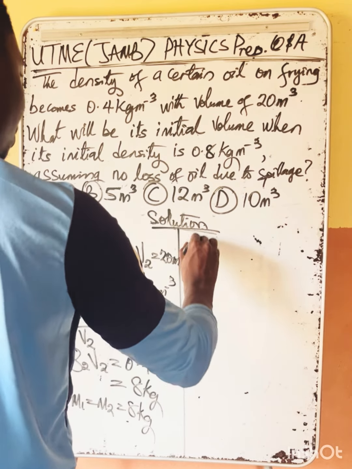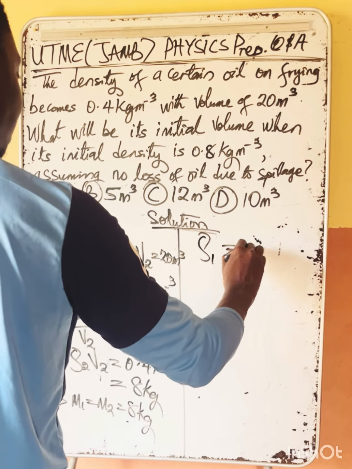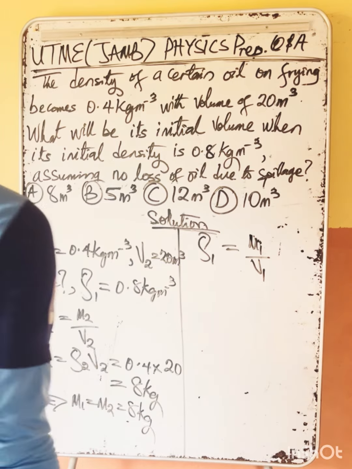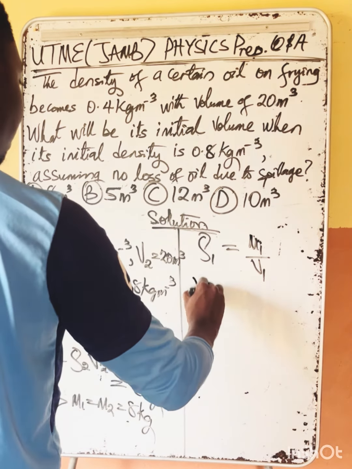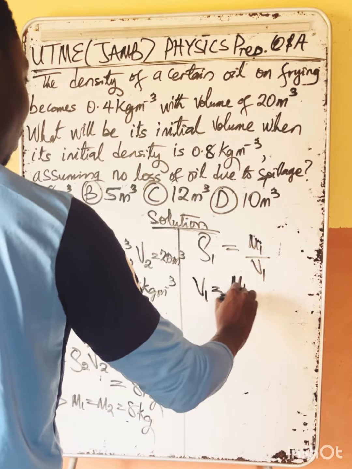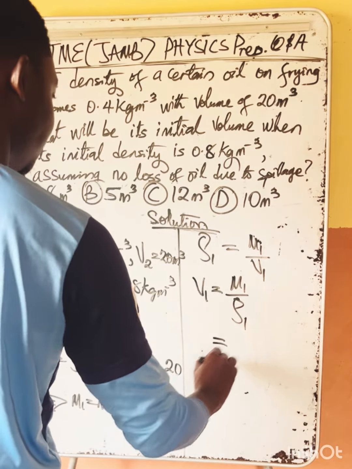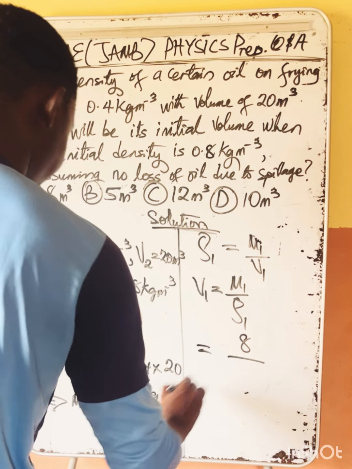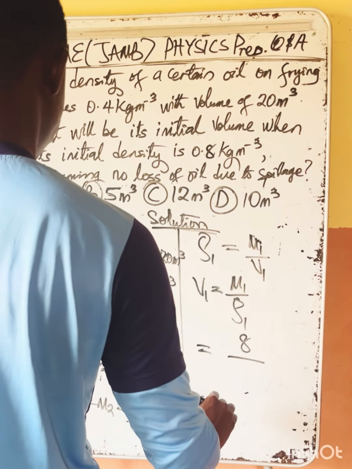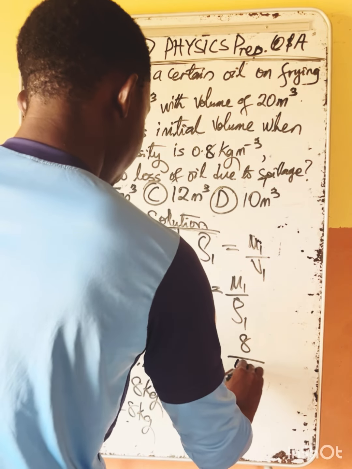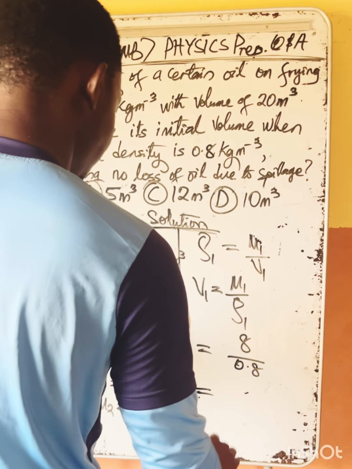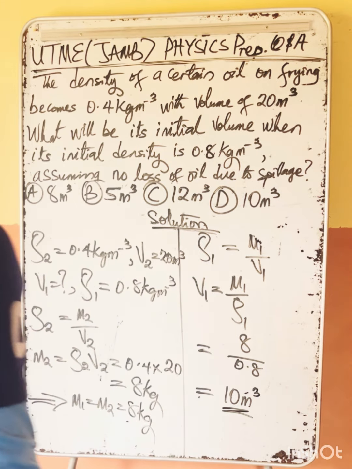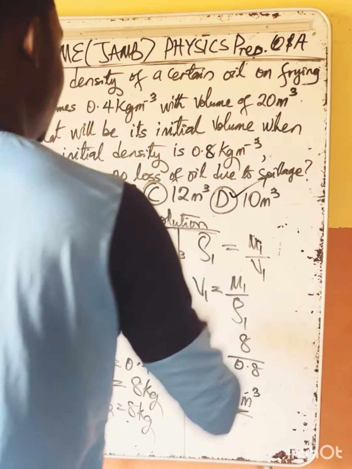Then let's go to the initial values. Okay, so we have it that rho 1, which is the initial density, is equal to M1 over V1. So we're looking for V1, we'll make it subject of the formula. So V1 equals M1 over rho 1. So if we substitute, M1 is 8 divided by rho 1, which is 0.8. So 8 divided by 0.8 is obviously 10 cubic meters. So it is this simple. So from here, our answer is option D.